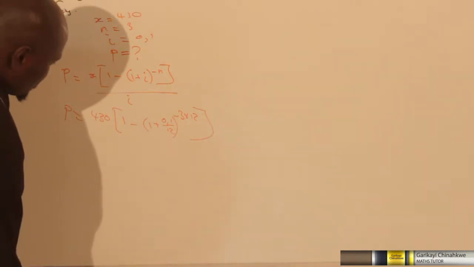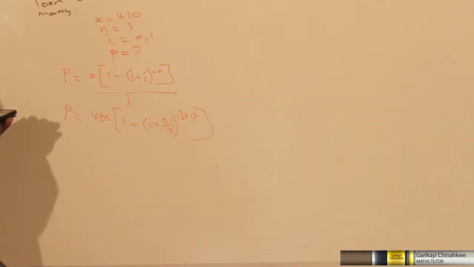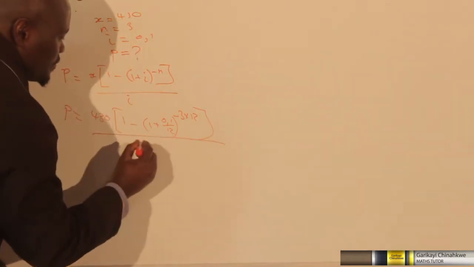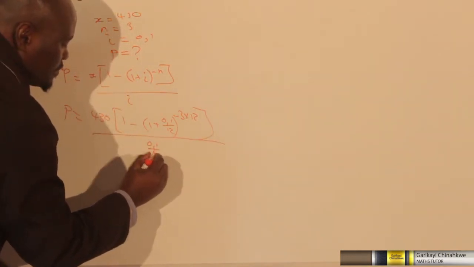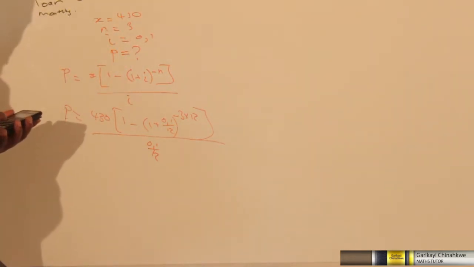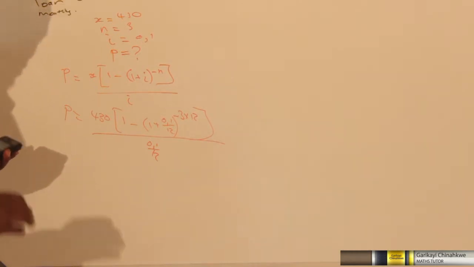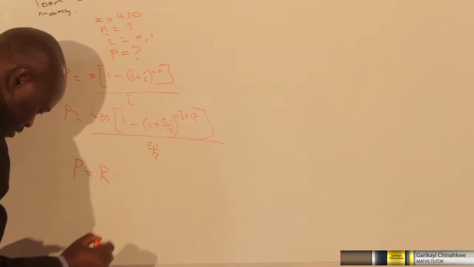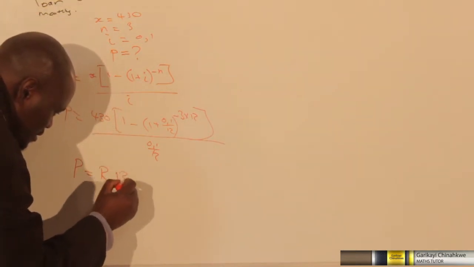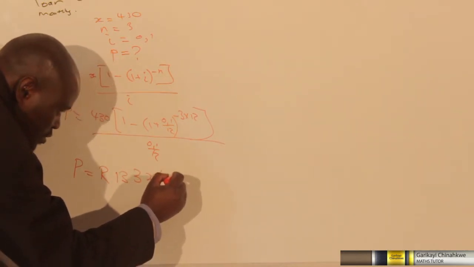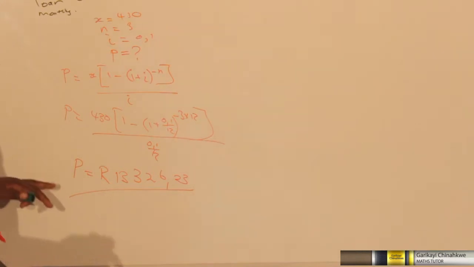I'm going to punch this into a calculator. I'm going to say 430, then 1 minus, this is over 0.1 over 12, because that's the i. Then 1 minus 1 plus... P is equal to 13,326.23 cents. So this is the amount that you borrowed, P.